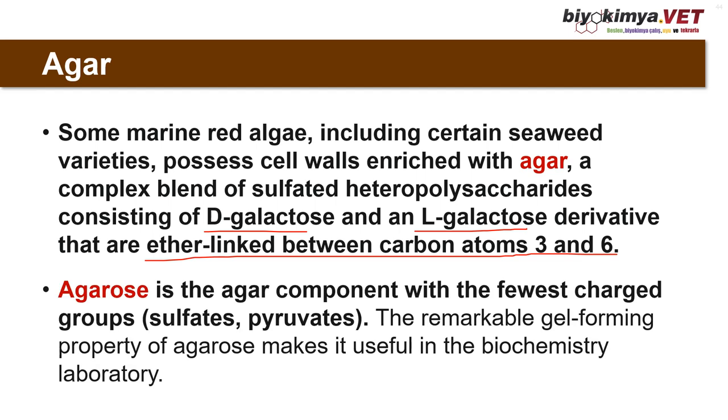Agarose is the agar component with the fewest charged groups, sulfates and pyruvates, and its molecular weight is approximately 150,000 daltons. The remarkable gel forming property of agarose makes it useful in the biochemistry lab. When an aqueous suspension of agarose is subjected to a heating and cooling process, the agarose molecules intertwine to create a double helix structure. Two molecules align in a parallel manner, forming a helix with a repeating pattern of three residues, while water molecules become encapsulated within the central hollow space.